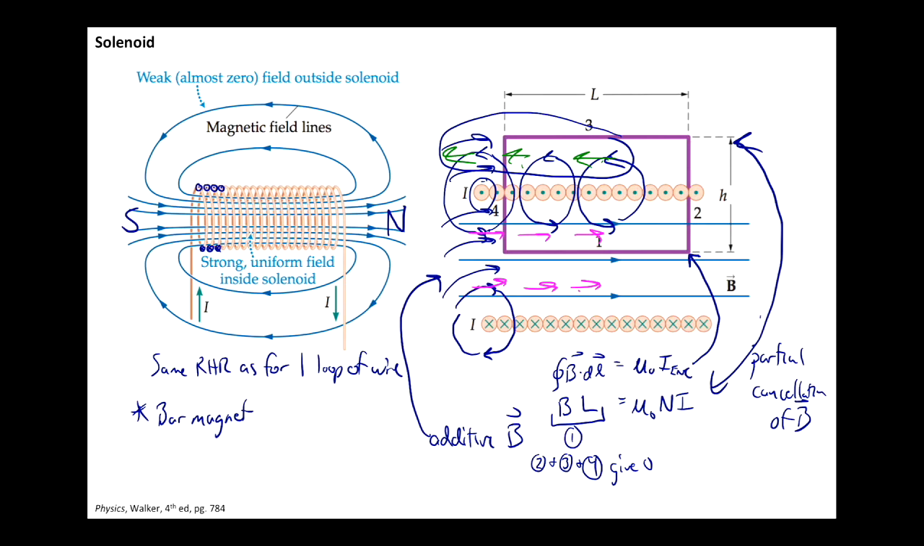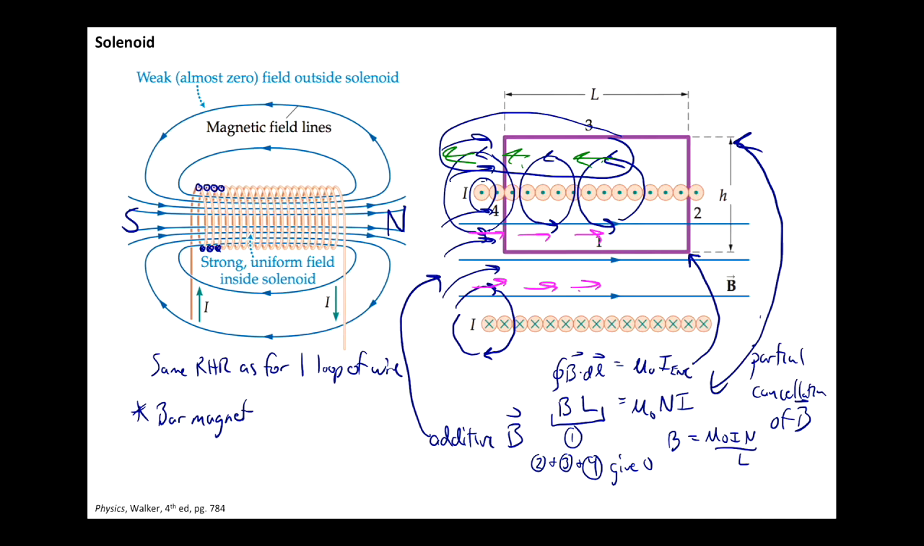Let's rearrange this for B. So I've got B is equal to mu naught I N over L. Remember that the number of loops we decide on is arbitrary, but also the length of our Amperian path is totally arbitrary. But N divided by L actually has meaning. That's essentially a loop density. How many loops per length do we have?